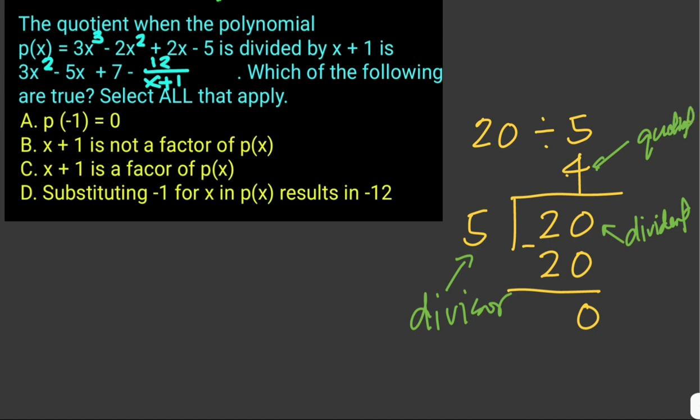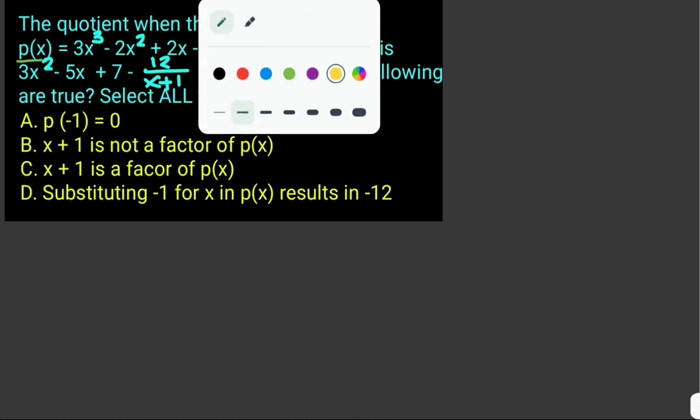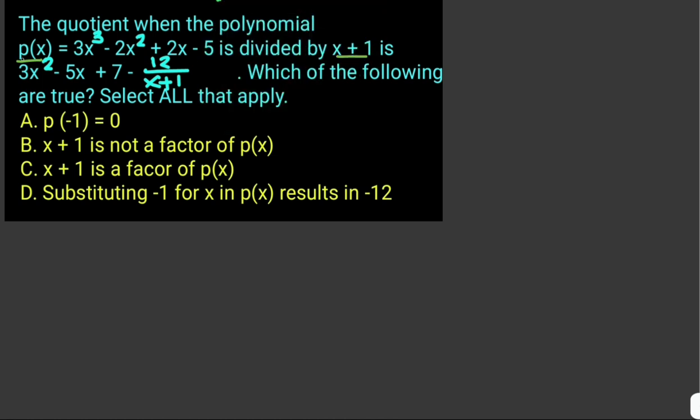Now in dividing polynomials, it will be the same. We just have to determine the dividend and the divisor. In the given problem here, the quotient when the polynomial p of x is divided by x plus 1. So the dividend is the function p of x and the divisor is x plus 1.